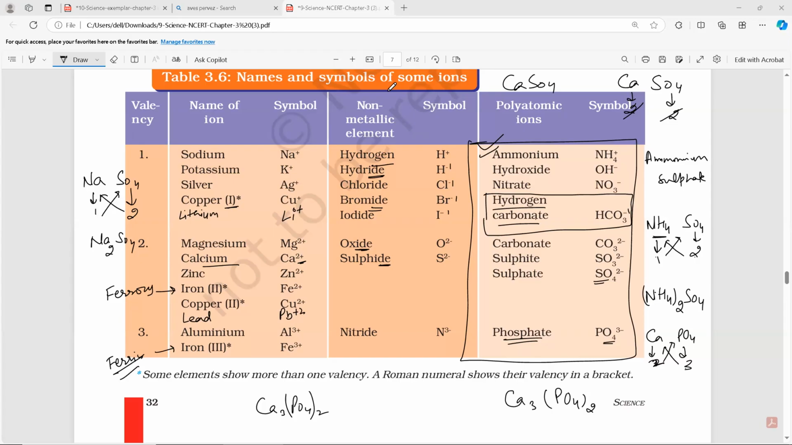Should we learn first or note it down? You have to note it down first, and then you have to learn. Sir, full table note it first? No, only polyatomic ions. Only polyatomic ions should I note? No, you have to write the whole table and learn only polyatomic ions.